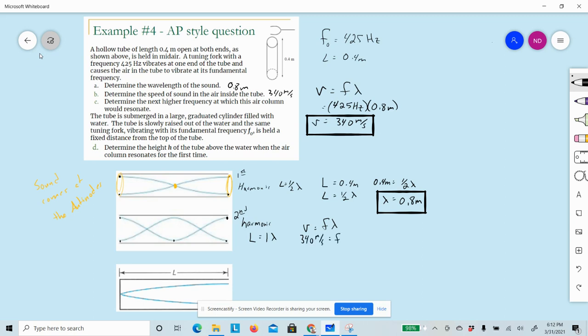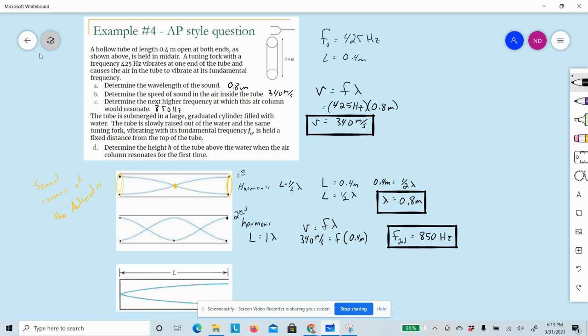Its frequency, the next harmonic frequency, that's what we want to know. And its wavelength is now going to be all of L. L equals 1 wave. L was 0.4 meters. So the wavelength is 0.4 meters. Solve here. The frequency of the next higher harmonic, of the second harmonic, will be 850 hertz. All right, 850 hertz.